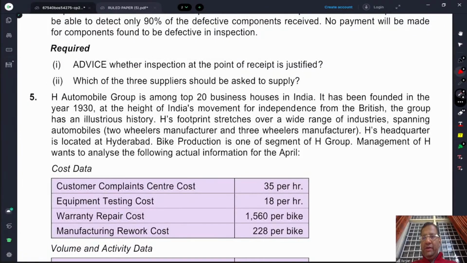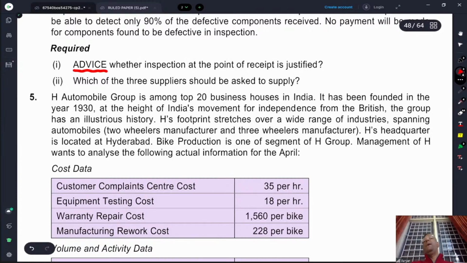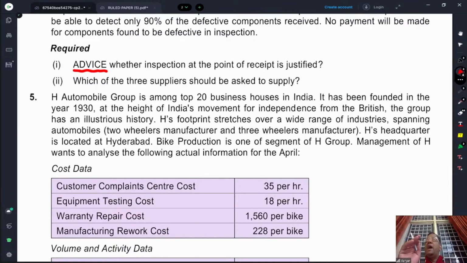The verb here used is advise. It's not the calculation part. Apart from the financial viewpoint, you have given the financial viewpoint that we should not purchase the goods with inspection. We should purchase the goods without inspection. That will save our cost. But since the word advice is given, you have to consider the non-financial options also.